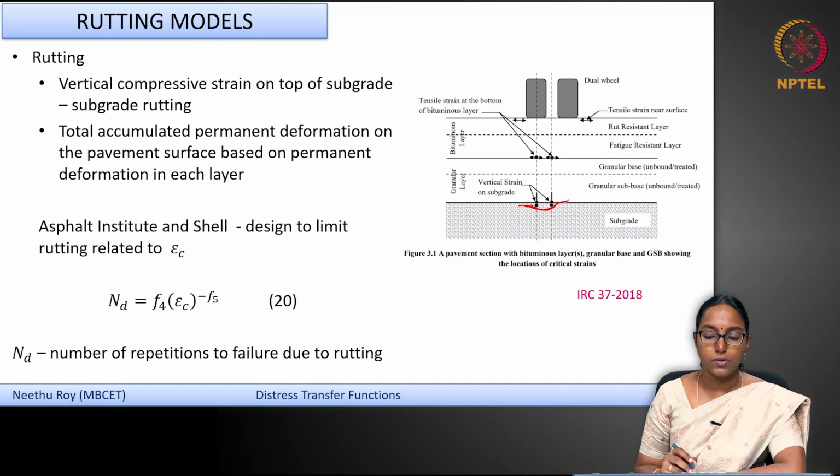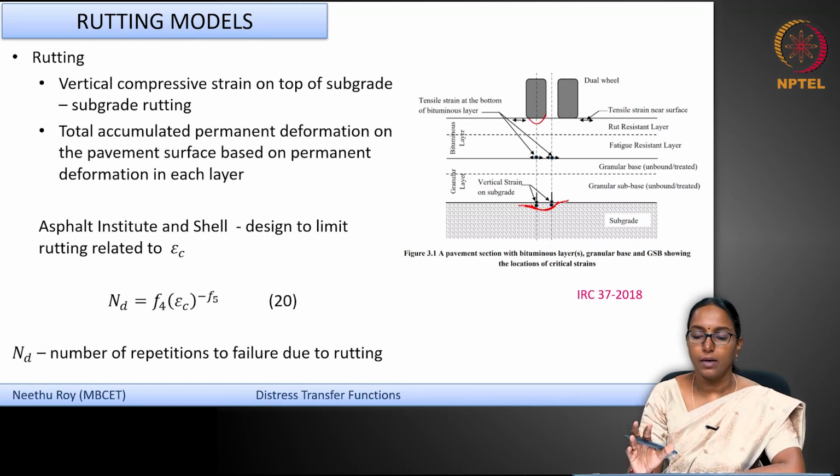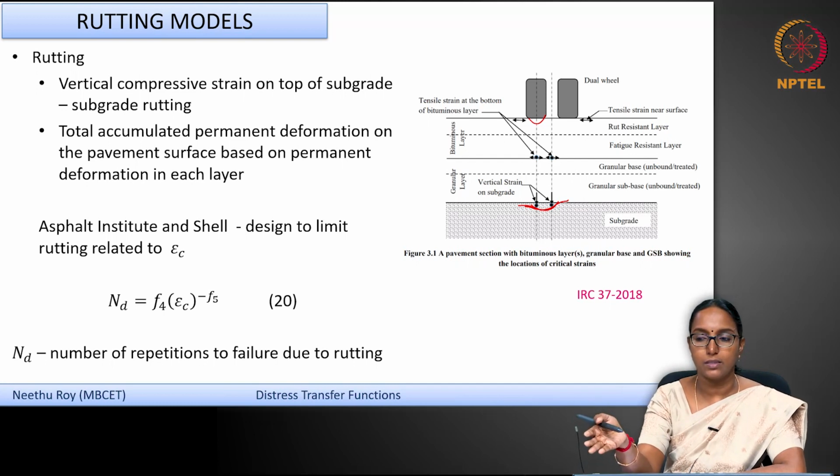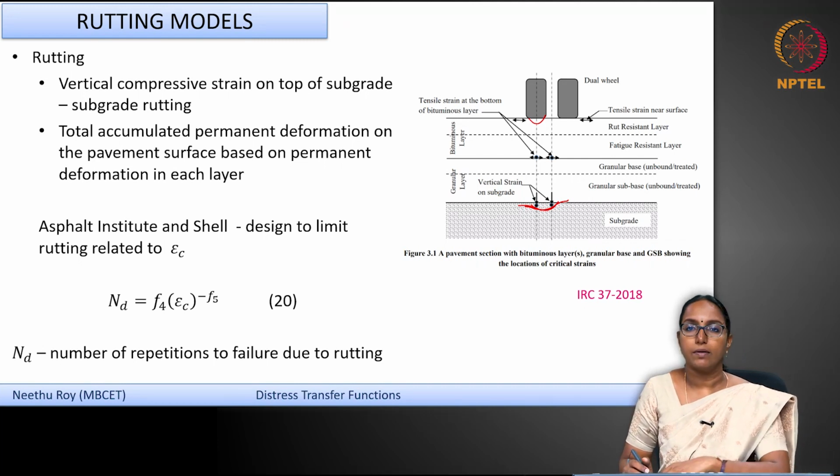Whereas the second approach is that you find out what is the permanent deformation, or the rutting, that happens in every layer of the pavement structure, and then that is accumulated to see what is the total accumulated rutting on the top surface. So, when I say rutting, it is essentially what you see on the surface of the pavement, and when I say permanent deformation, it is the deformation that happens in each one of the layers.